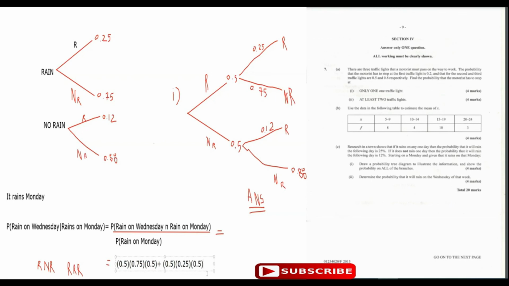I'm getting 0.25. So there's a 25% chance it will rain on Wednesday, given that it rains on Monday. Nice. Now let's go to the final question of the paper.